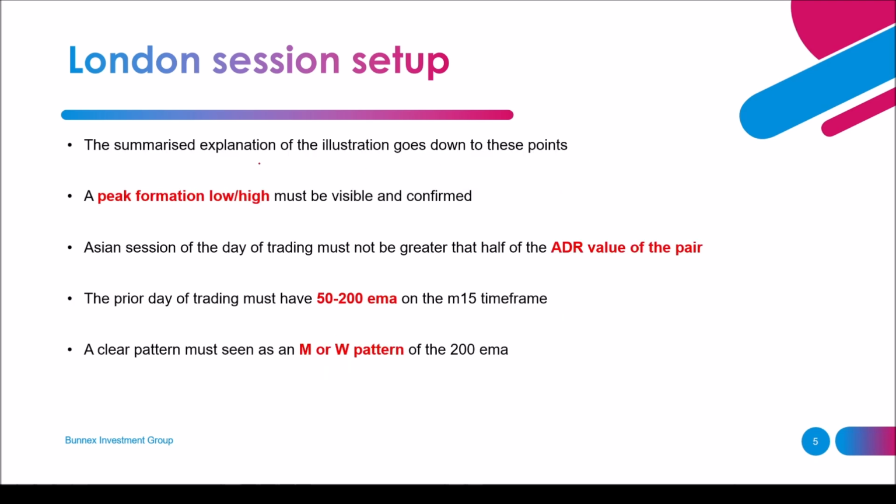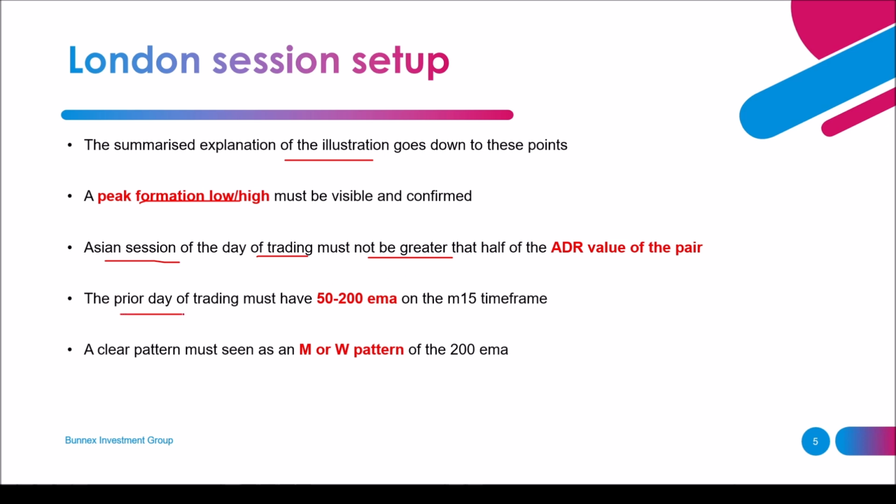So the summarized explanation of the illustration goes down to these points. A peak formation low or high must be visible and confirmed. The Asian session of the trading day must not be greater than half the ADR of that pair. Meaning, if the ADR of Euro USD is 50 pips, we must not see an Asian session that is blowing above 25 pips. It should be half the average daily range for that particular pair.